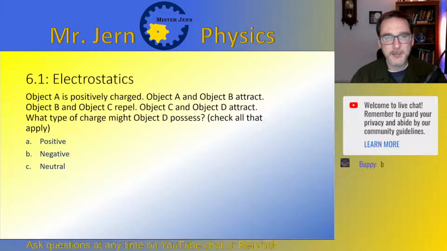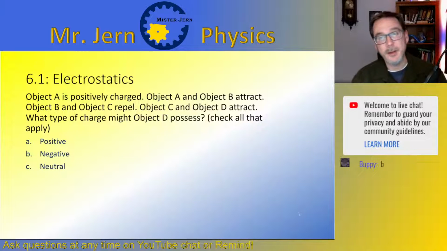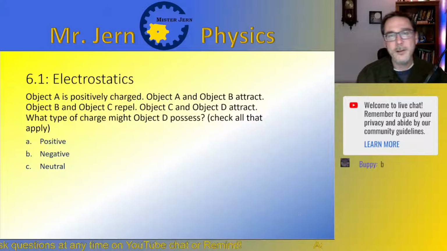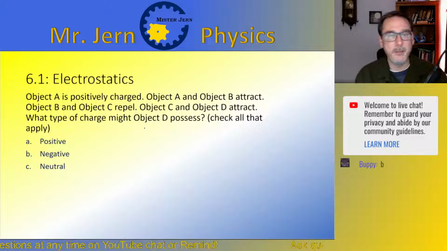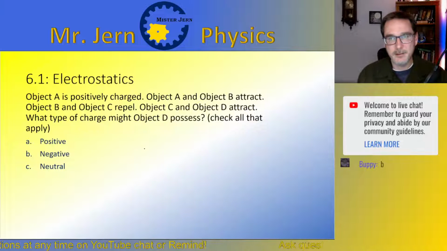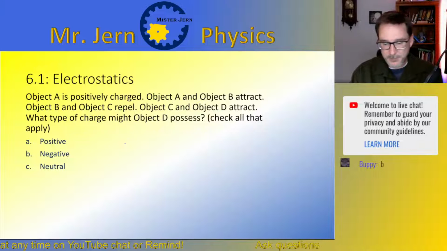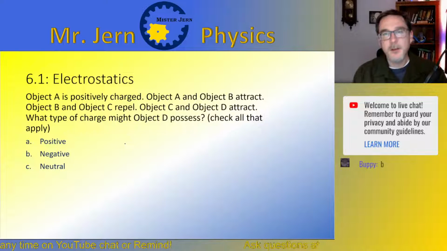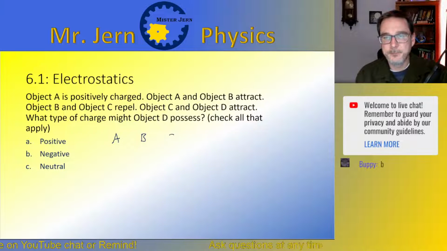Object A is positively charged. Object A and object B attract. Object B and object C repel. Object C and object D attract. What type of charge might object D possess? Check all that apply. This is an extended example of the balloon question. My phone keeps going to sleep. So, write them all down: A, B, C, D.